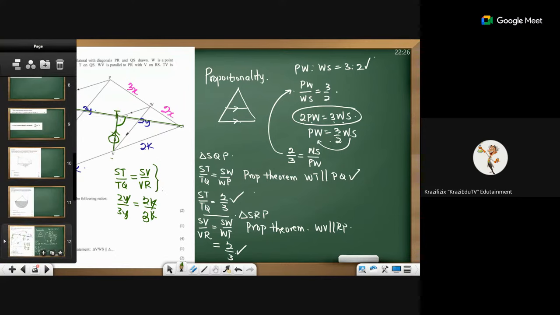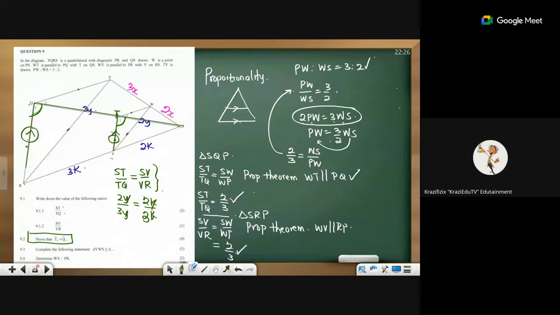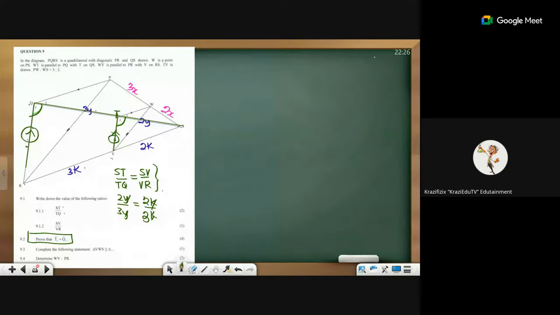Let me write out your answer for you. Are you seeing where I'm going? ST over TQ is equal to SV over VR, both of them. ST over TQ equals SV over VR.